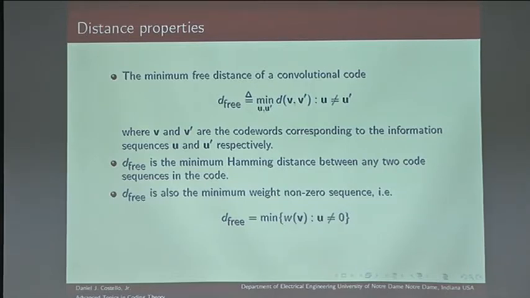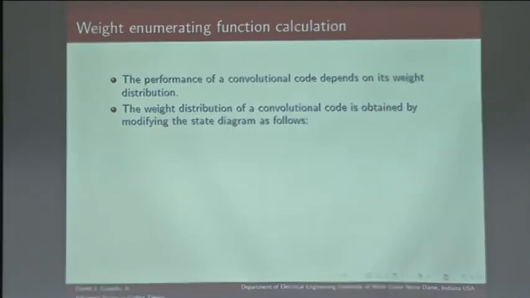So it's also, because it's linear, the minimum Hamming weight of any non-zero sequence. So you think of the state diagram or the trellis diagram, you leave the all zero state and eventually you come back. What's the lowest weight way you can leave the all zero state and get back? That's the free distance of the code. Now the entire weight distribution, not just the free distance, is important in determining the performance of the code.